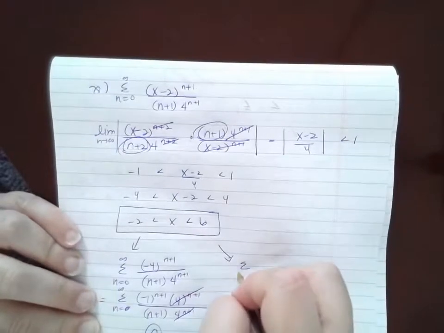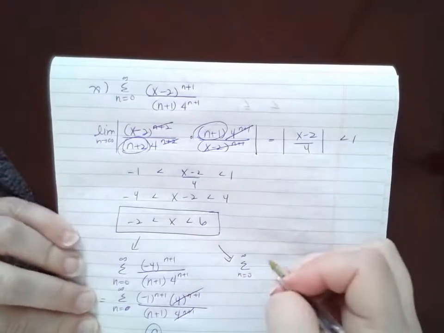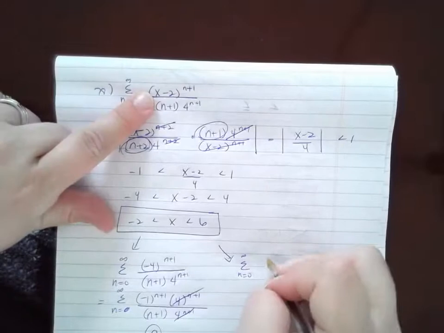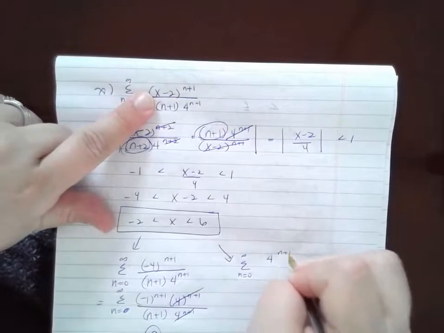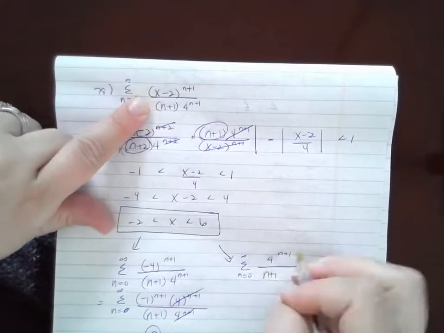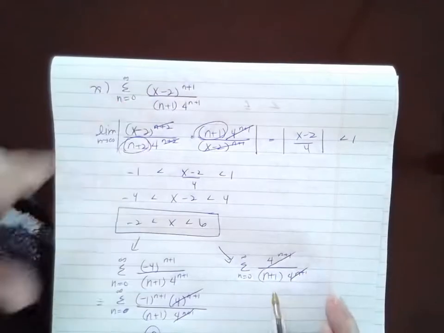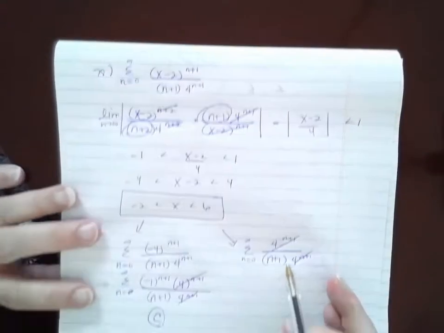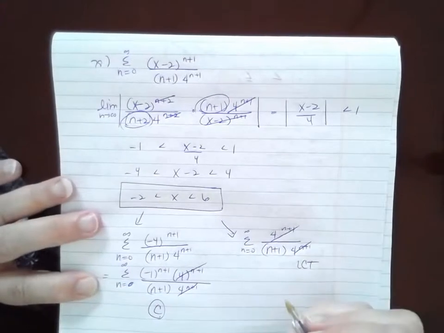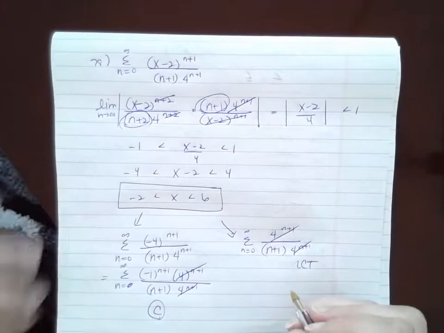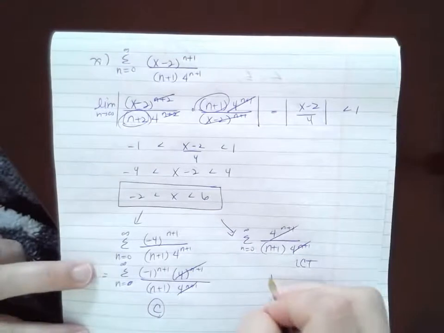Skipping a few steps here. If I plug in 6, I get 4^(n+1) over (n plus 1) times 4^(n+1). Now I'm looking at the series 1 over n plus 1, which if I use the limit comparison test with 1 over n, I'm going to find out they are both divergent.